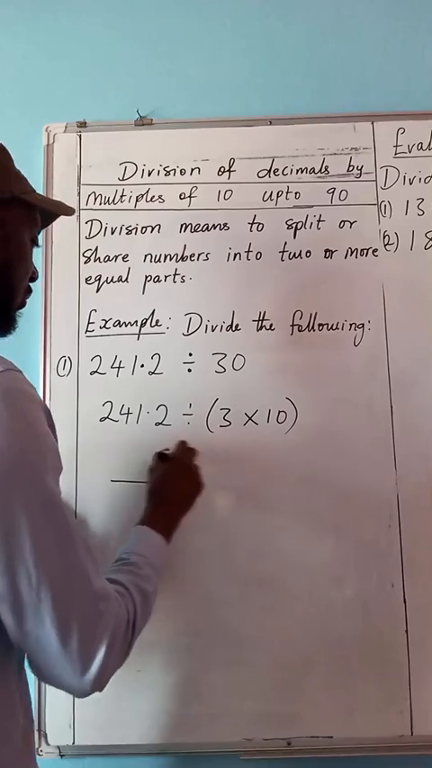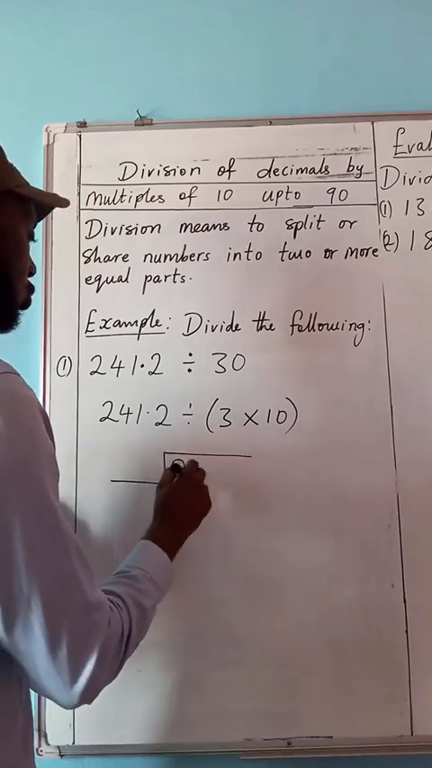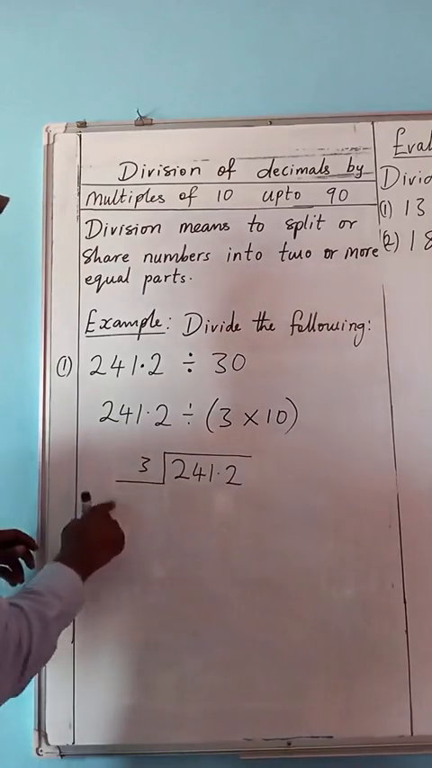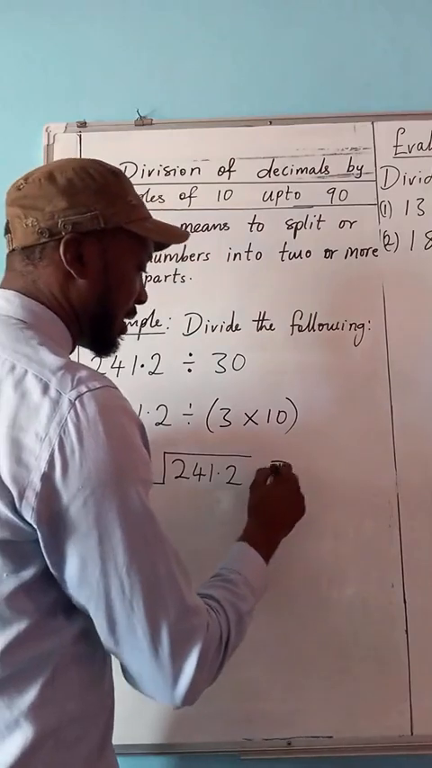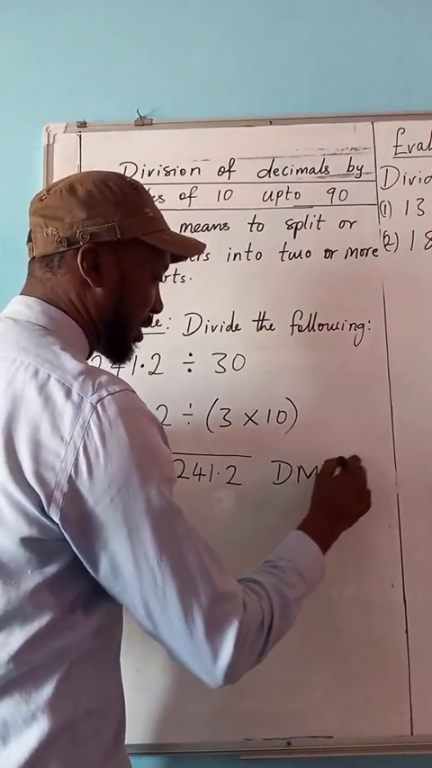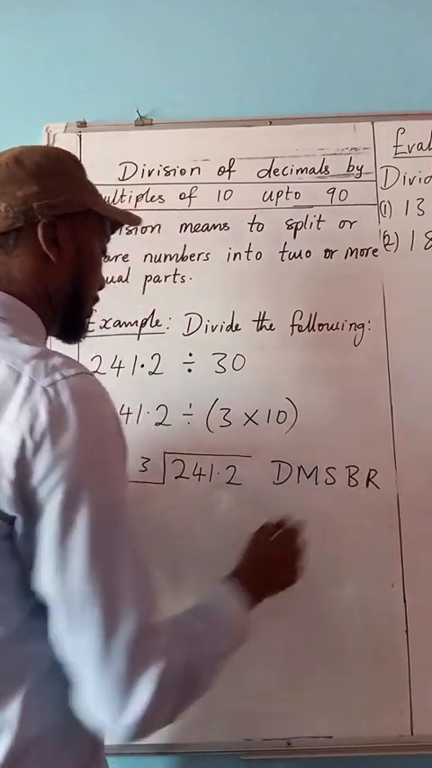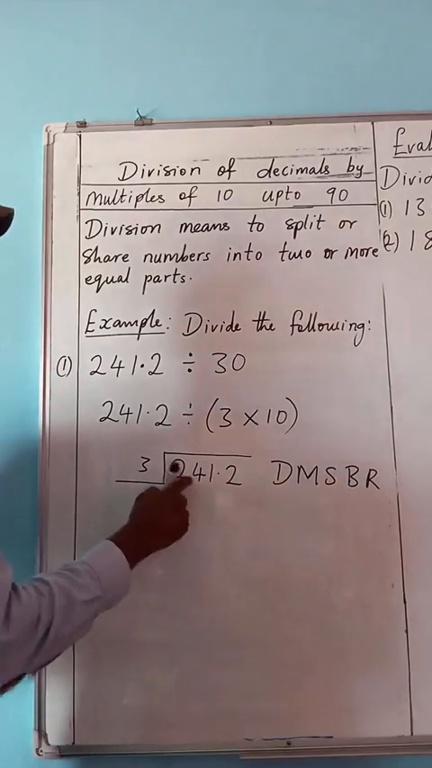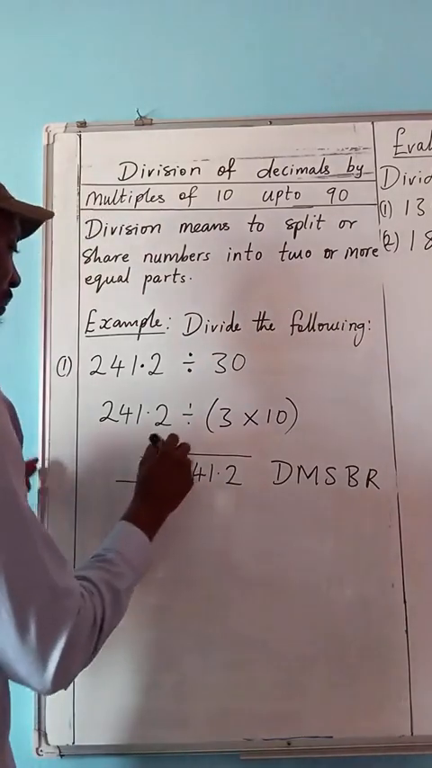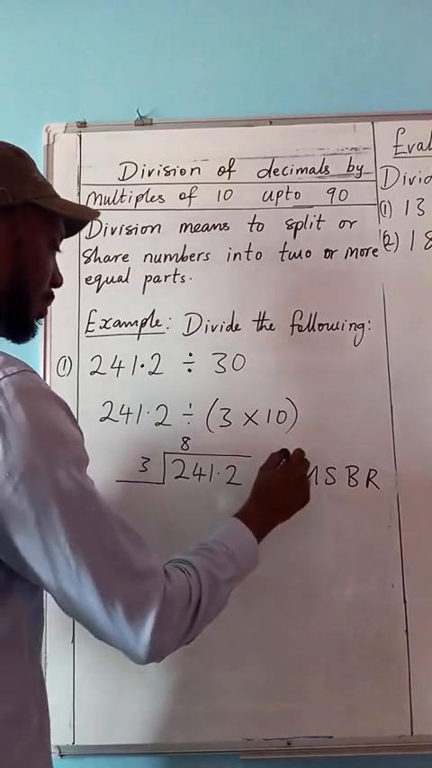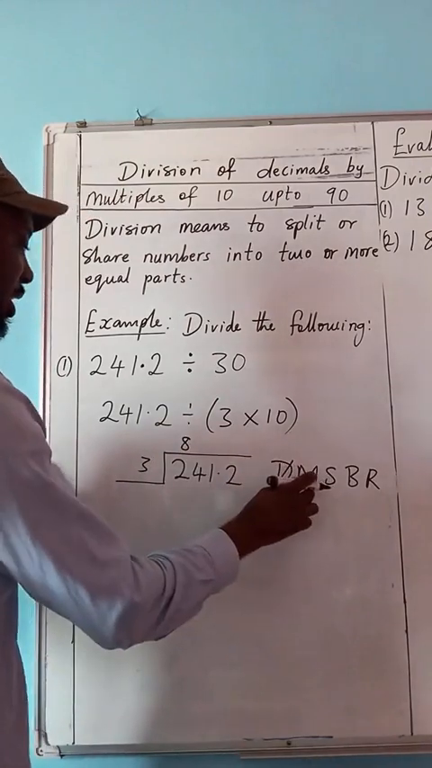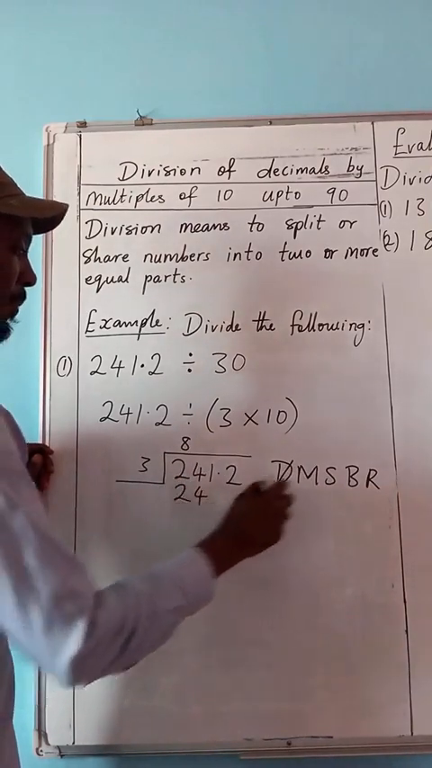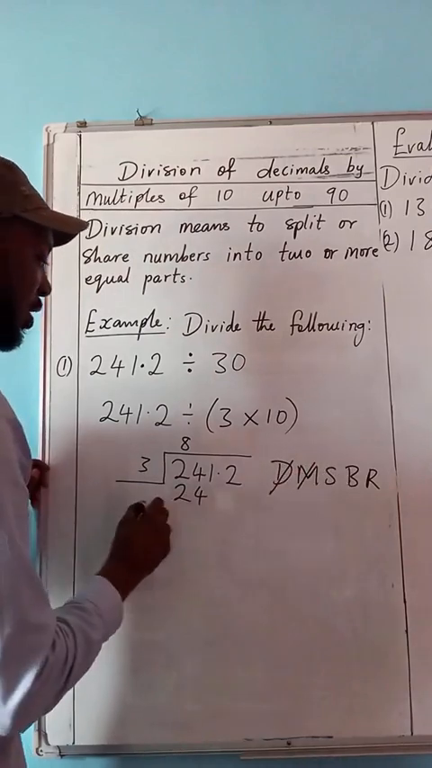So we use the method of long division, and we have 241.2 divided by 3. So we have our direction, DMSBR. Now first, we're going to be dividing 24. Now 24 divided by 3 will give us 8. We've divided. Now the next one is multiply. 8 times 3 will give us 24. We've multiplied. The next one is subtract.